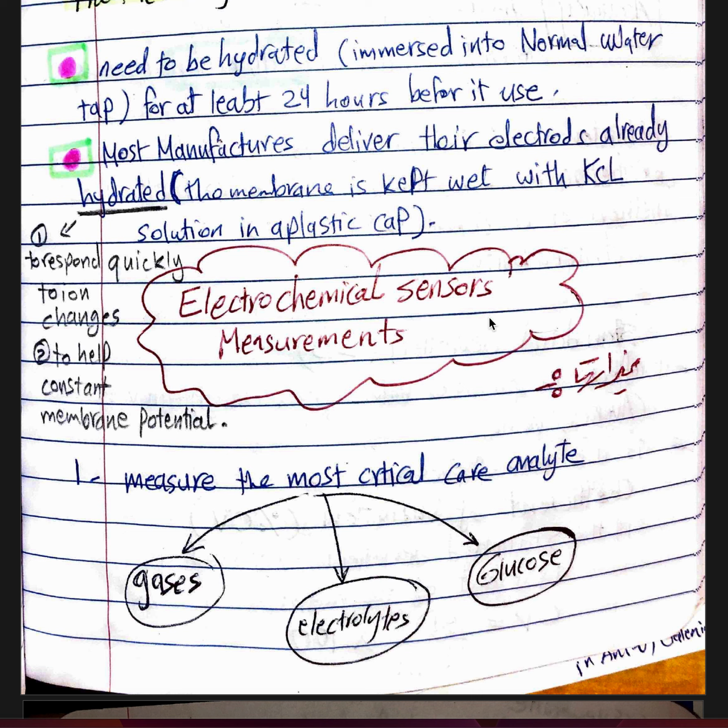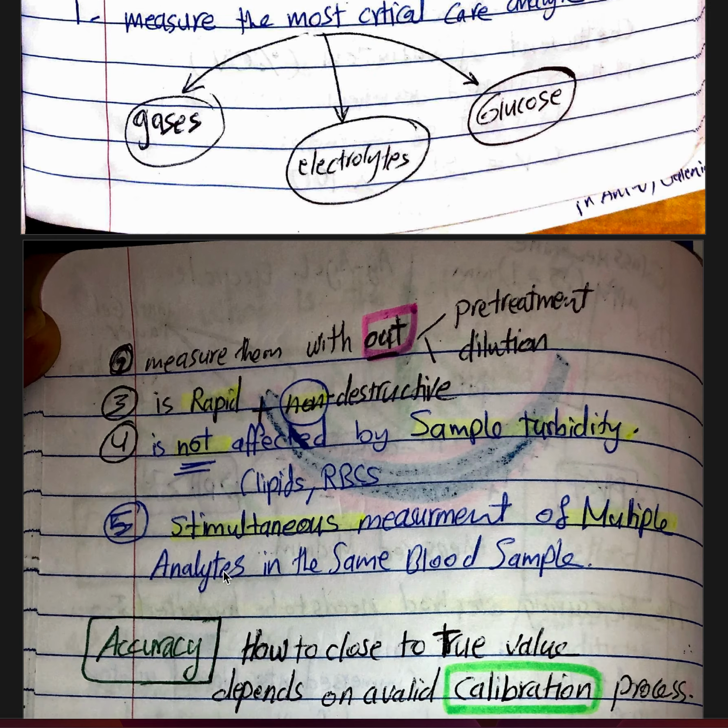Then we go to the electrochemical sensor measurements. They measure the most critical care analytes like gases, electrolytes, and glucose. That's what is so special about the electrochemical sensors: they can measure the gases, they can measure the electrolytes, and also they can measure the glucose, and that's what we actually need.